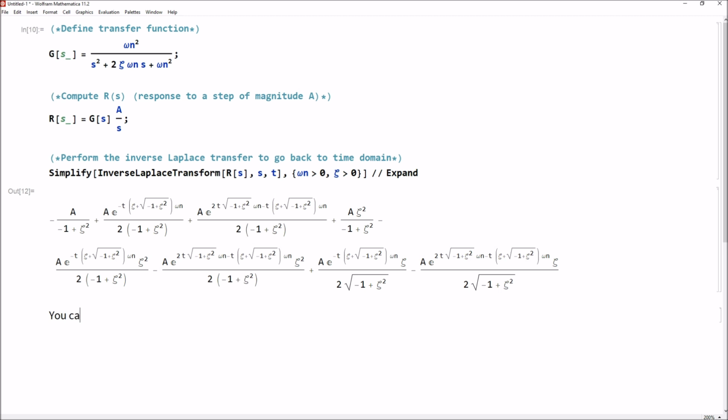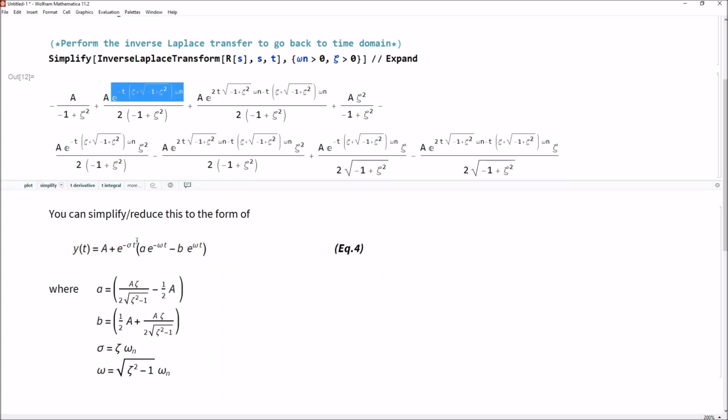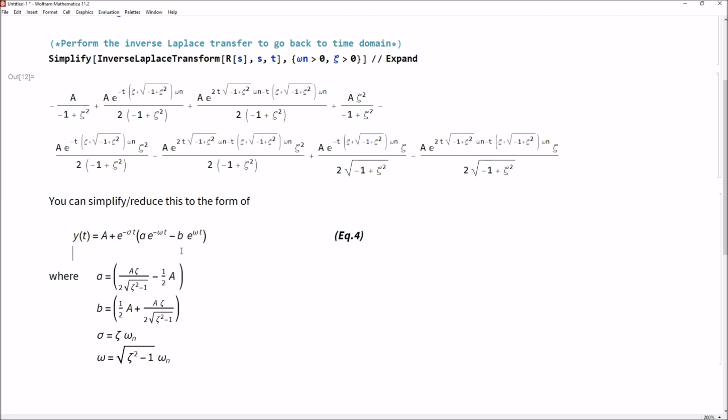Let me just say you can simplify or reduce this to the form of, and to avoid myself plugging this all in incorrectly, I've just got it all prepped here, but you could basically make it look like this. If you look at it long enough, you can see there's a bunch of e to the something terms here, and a bunch of coefficients, but you can basically get it to look like this, where here are your coefficients, little a, little b, and here's what sigma and omega are, okay? And you obviously don't want to take my word for this. We want to make sure that that actually is true.